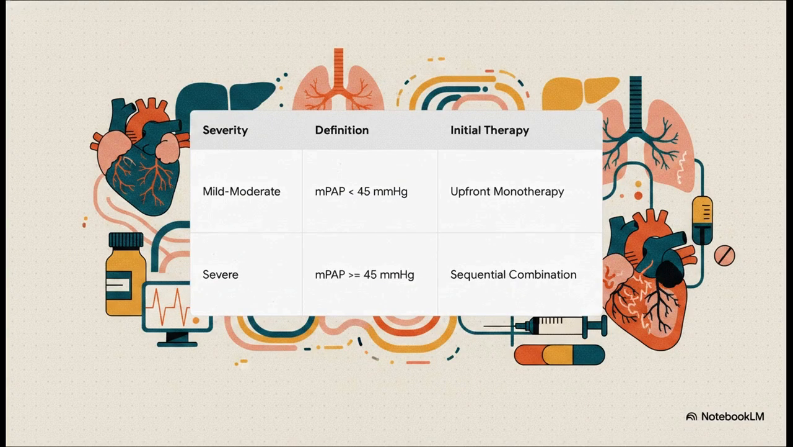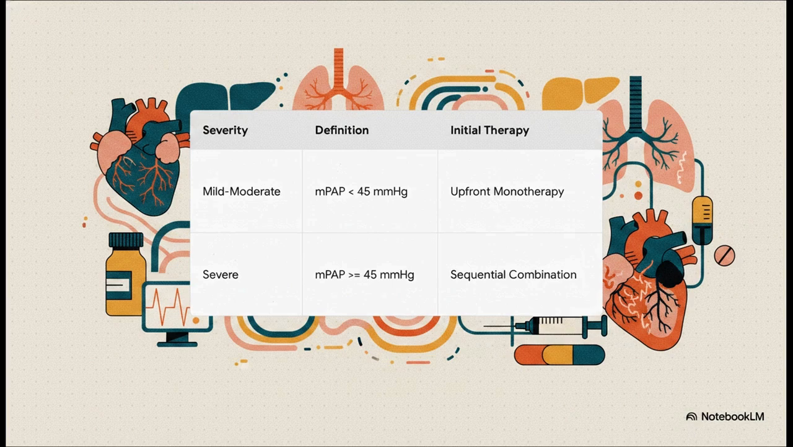As you'd expect, our treatment strategy escalates entirely based on hemodynamic severity. For mild to moderate PoPH, which we define here as an MPAP below 45 millimeters of mercury with relatively preserved right ventricular function on echo, we initiate upfront monotherapy. We then monitor them incredibly closely, assessing for that vital drop in PVR and a sustained improvement in right ventricular function.